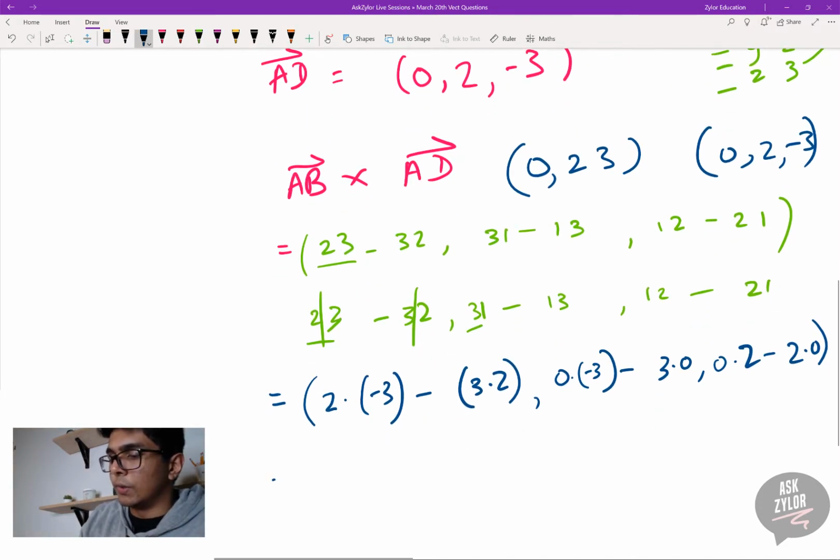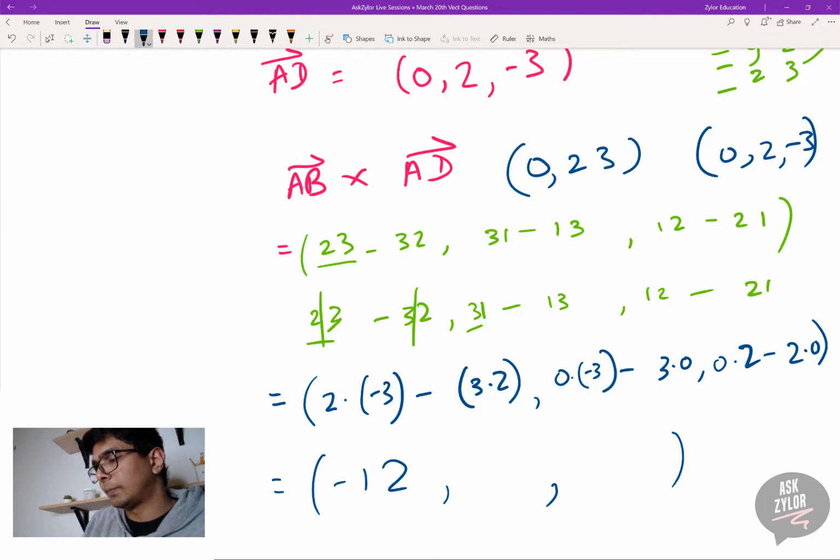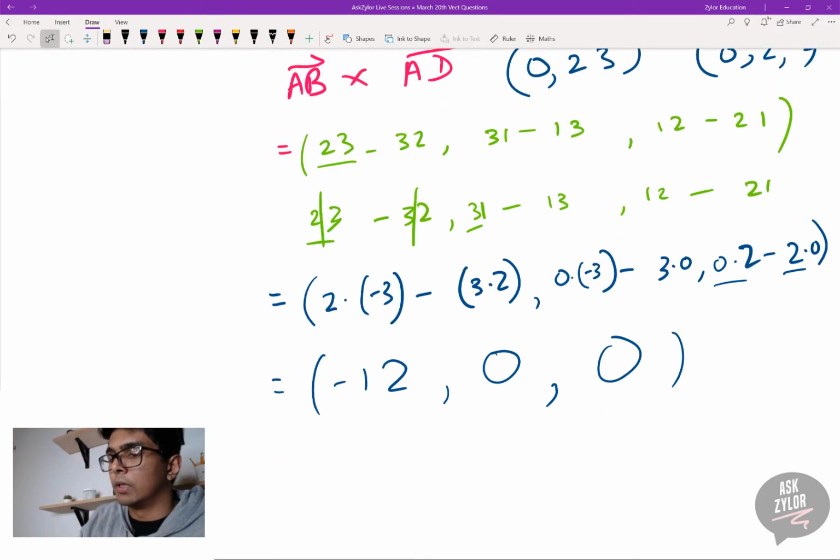So all that is going to equal 3 coordinates. 2 times negative 3 is negative 6. Negative 6 minus 6 is going to give me negative 12. 0 times anything is 0, then minus 0 times 3 is again going to be 0. So that's my y value, and then these two terms are again 0. So I have a cross product of negative 12, 0, and 0.